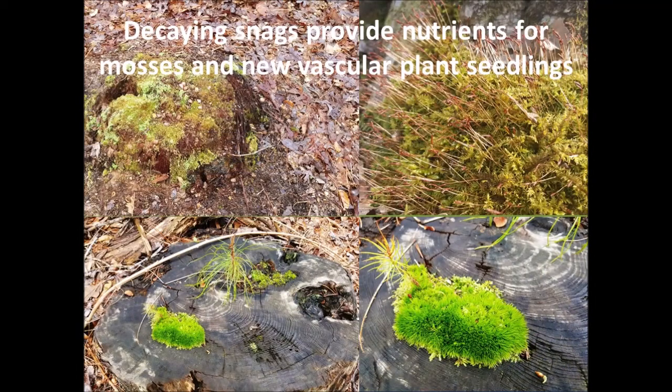Decaying snags also provide nutrients for mosses and new vascular plant seedlings. So once the snag has begun to decay, it starts to provide a substrate with nutrients for first mosses to colonize, and then eventually various tree seedlings. Typically tree seedlings that like a lot of light and that are fast growing and have relatively small seeds will take purchase on these decaying stumps, on the moss and decaying stumps, and so things like birches would, for example, grow on such a stump.